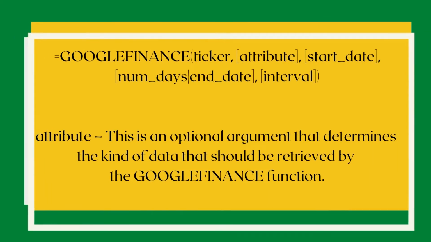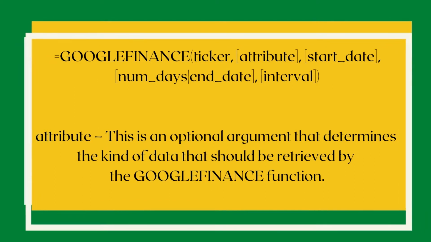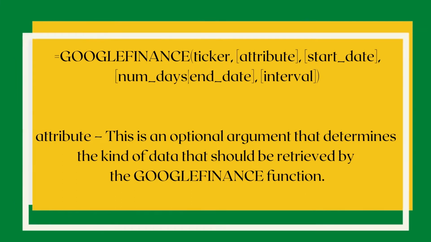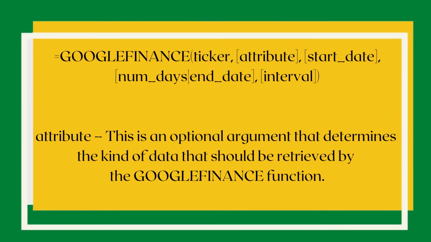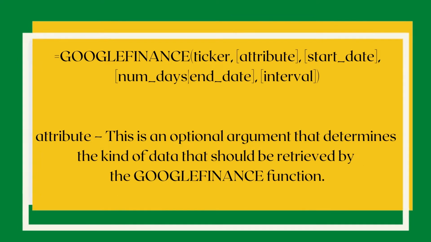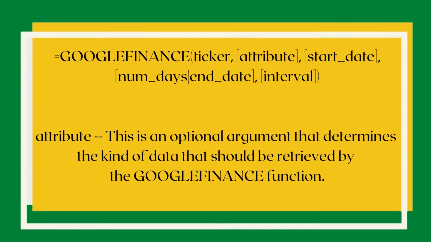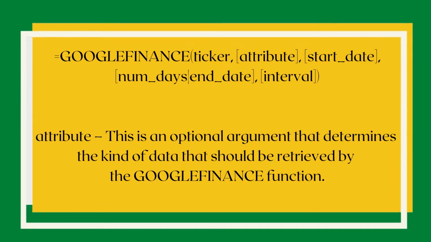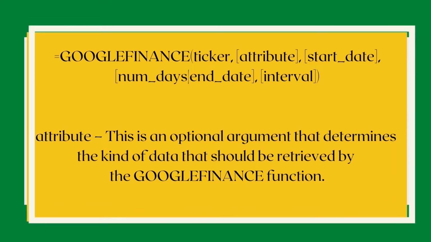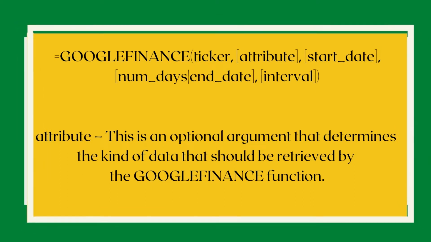Attribute is an optional argument that determines the kind of data that should be retrieved by the Google Finance function. There are several distinct outputs available, including price and earnings per share. Because the attribute input, like the ticker, is treated as text, you will need to surround the attribute you are requesting with quotation marks. Please note that if you don't provide any attributes, Google Sheets will automatically get the price information.